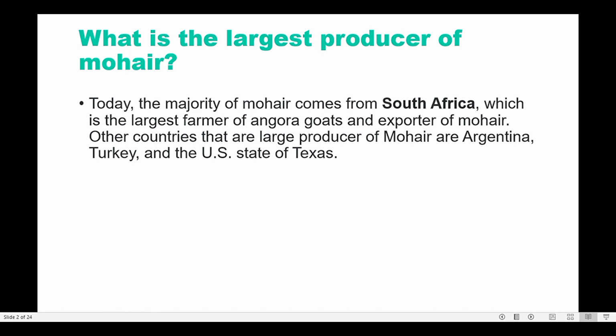What are the largest producers of mohair fiber today? The majority of mohair comes from South Africa, which is the largest farmer of Angora goats. As we discussed in the previous slide, the source of mohair fiber is the Angora goat. So South Africa is the largest farmer of Angora goats and exporter of mohair. Other large producers of mohair are Argentina, Turkey, and the US state of Texas.